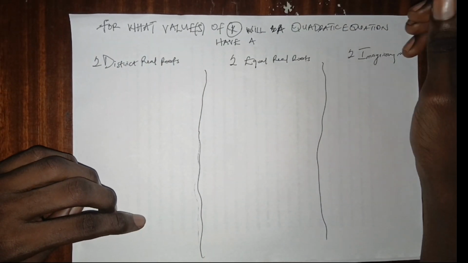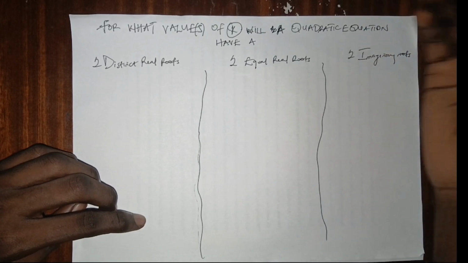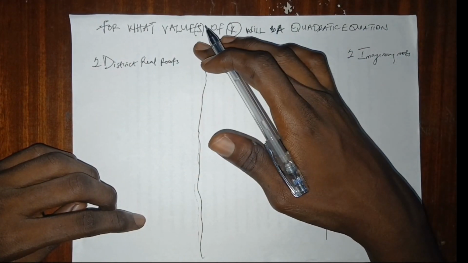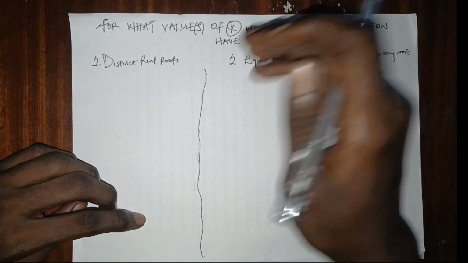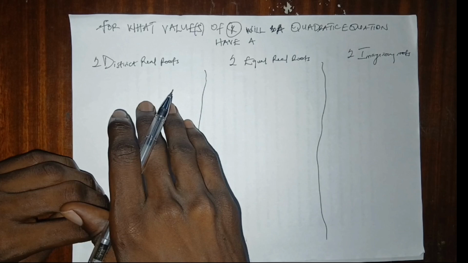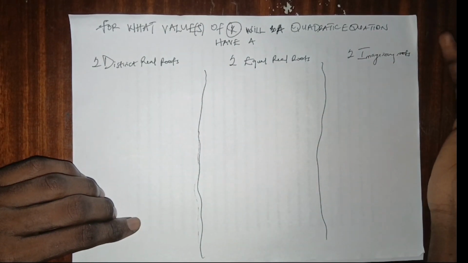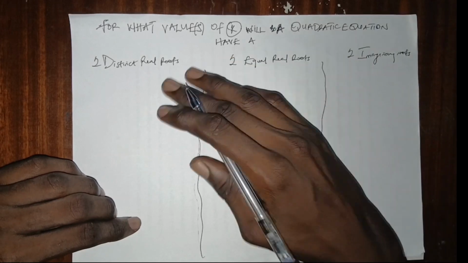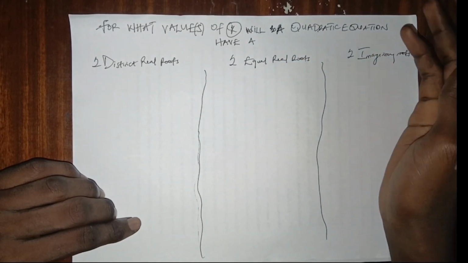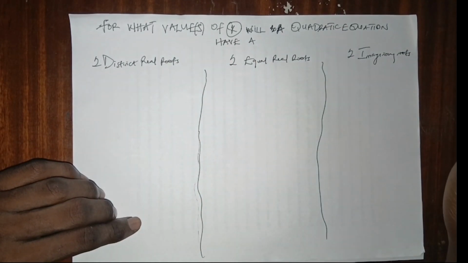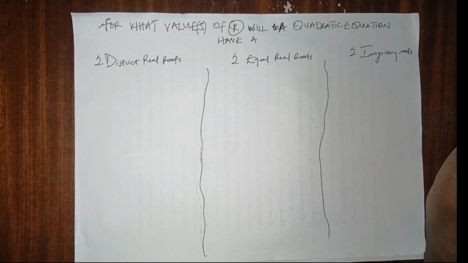So in this video, we'll be looking at questions that can come in this nature. For what value or values of k will a quadratic equation have either two distinct real roots or two equal real roots or two imaginary roots? We've established in our previous video that a quadratic equation always has two roots. So it's either two real roots, or two equal roots, or imaginary roots.